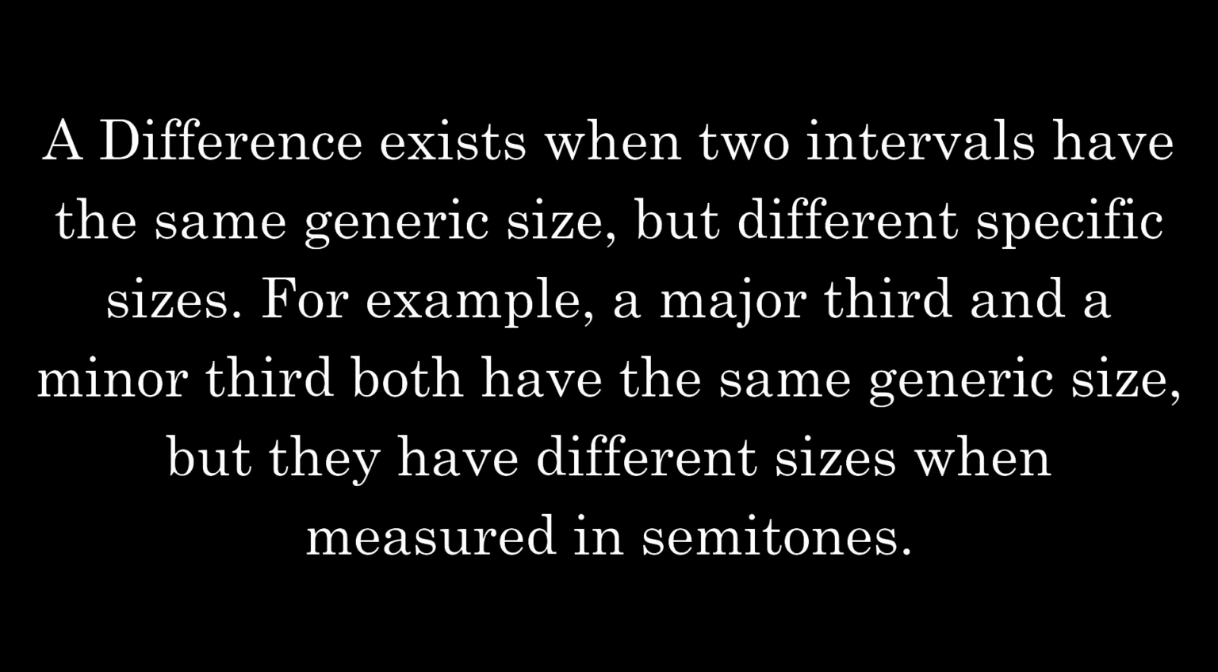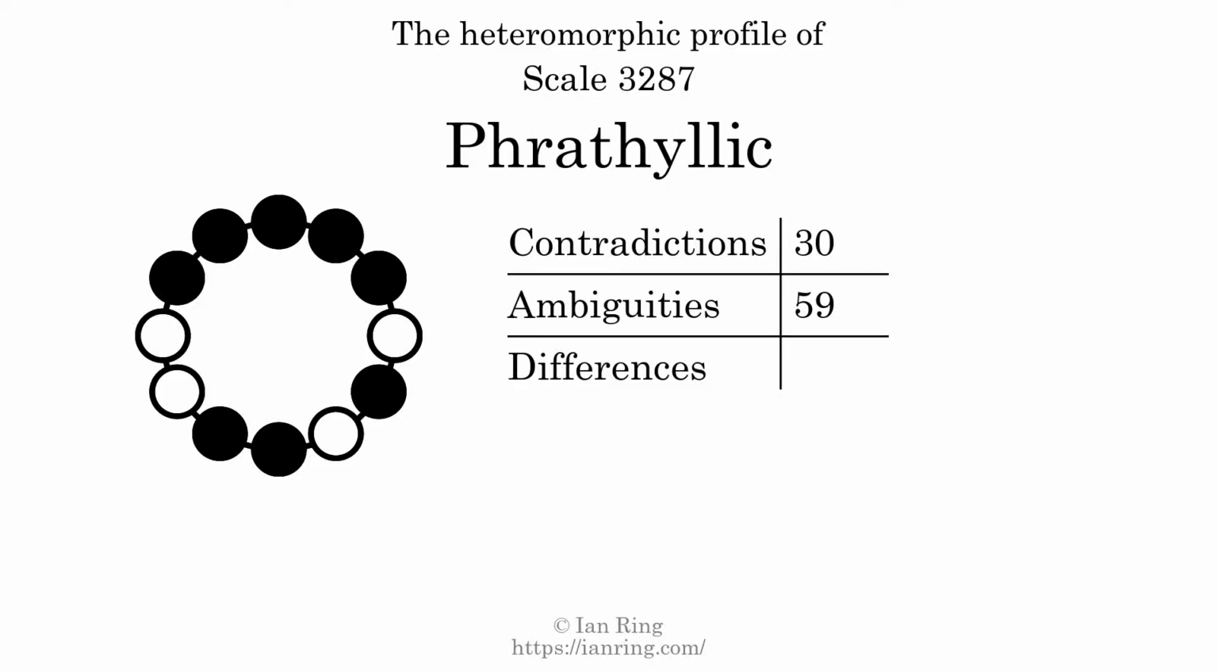A difference exists when 2 intervals have the same generic size, but different specific sizes. For example, a major third and a minor third both have the same generic size, but they have different sizes when measured in semitones. The number of differences in this scale is 140.